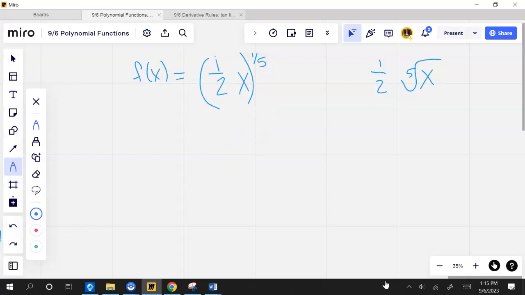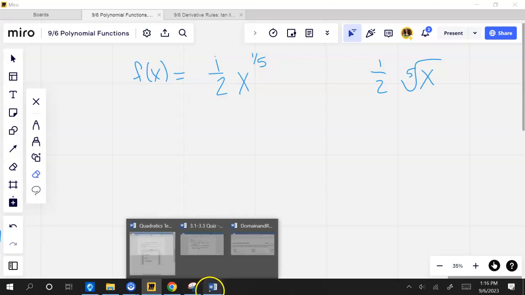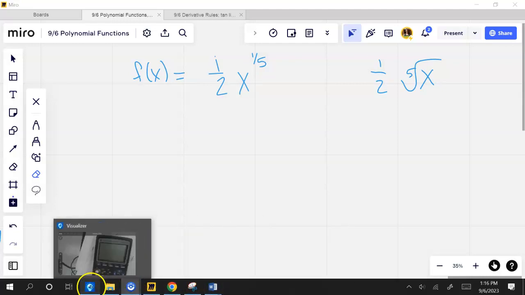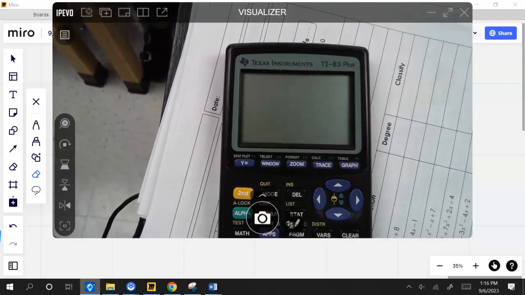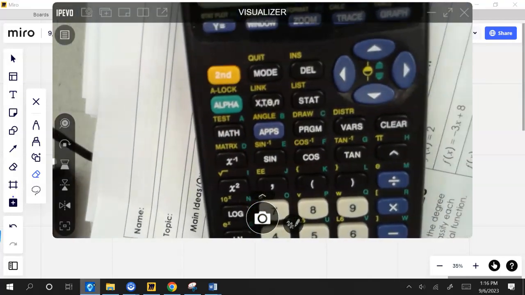All right, let's graph it. Take out your calculator. Let's see what it looks like. What do you think it's going to look like before we graph it? It's going to look just like the cube root one, but let's see. It does.